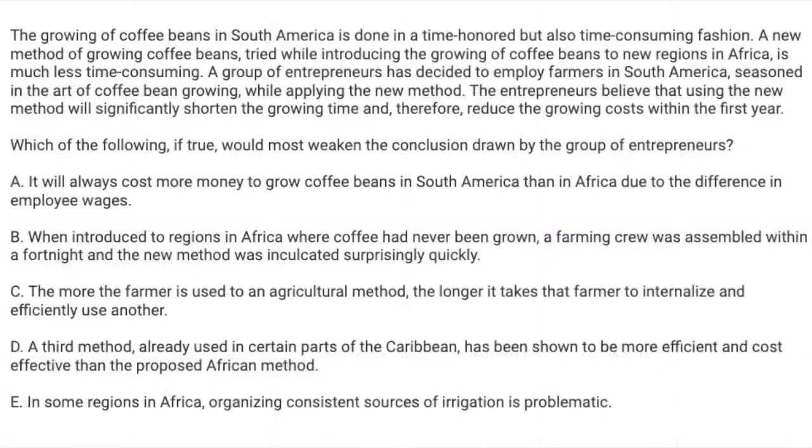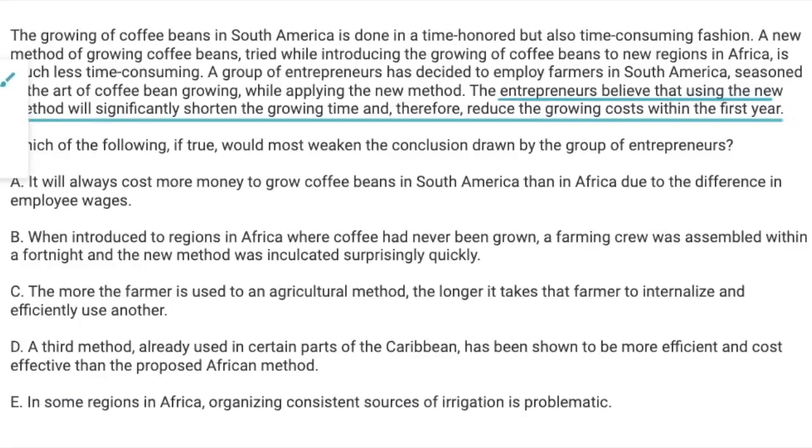You can now pause this video and read through the passage and also the options. Okay, let's start. The first and foremost for weakening questions is to find the conclusion. Here, the conclusion is a claim drawn by the group of entrepreneurs, which is the last sentence of the argument.